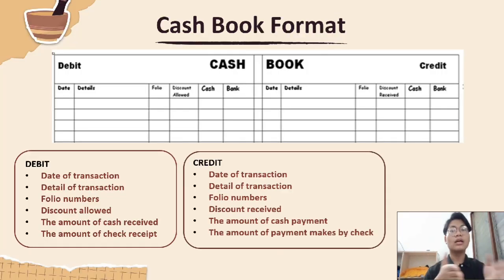Cash book format. Cash book will be divided into two parts or columns. On the left side, we have debit, and on the right side, we have credit. In the debit, it will have a date of transaction, detail of transaction, folio number, discount allowed, the amount of cash received, and the amount of cheque received. On the credit side, we have the date of transaction, detail of transaction, folio number, discount received, the amount of cash payment, and the amount of payment made by cheque.